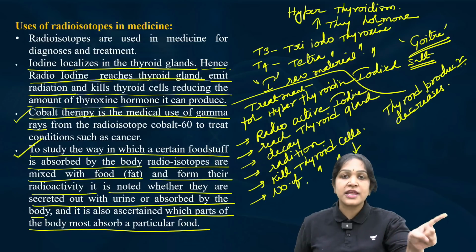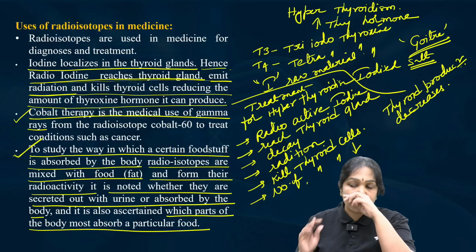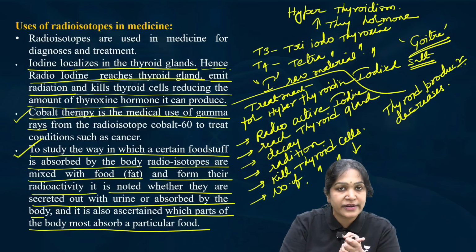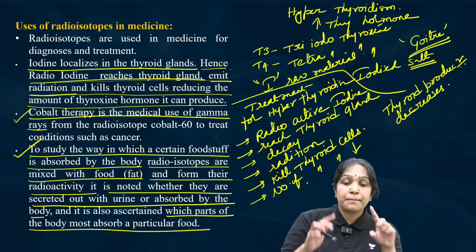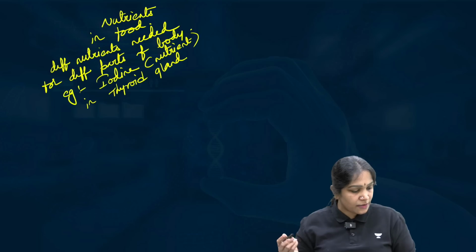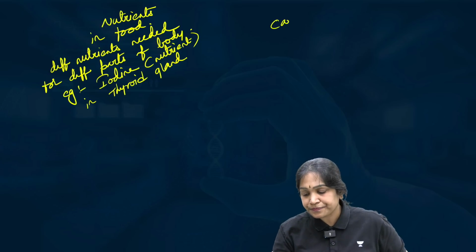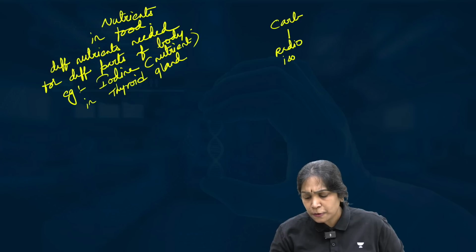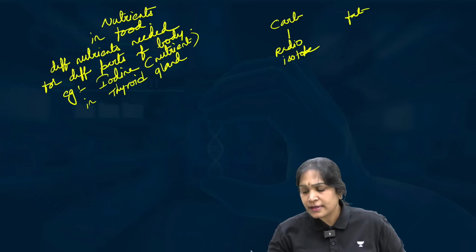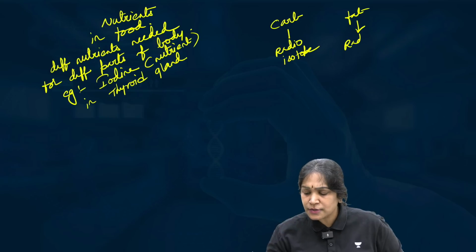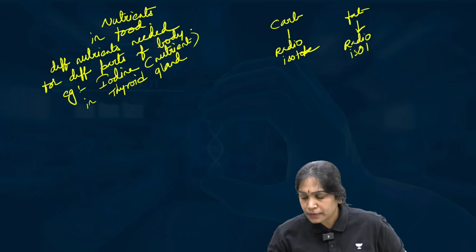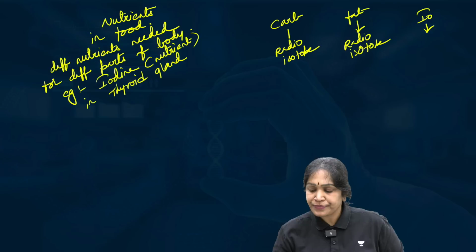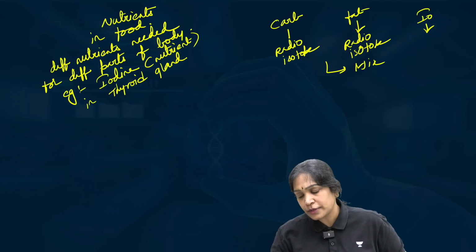Fat is mostly going into which organ? Iodine is mostly going to which organ? Carbohydrates are mostly going into which organ? Like that we can study by tagging the carbohydrates. So for example, carbohydrate linked to a radioisotope, fat linked to a radioisotope, iodine linked to a radioisotope, and then we will mix it with the food.